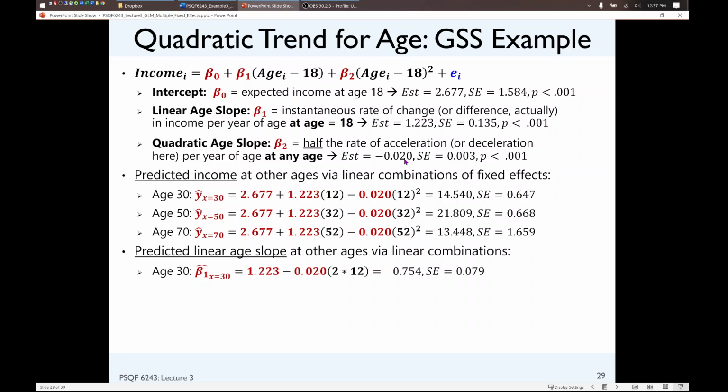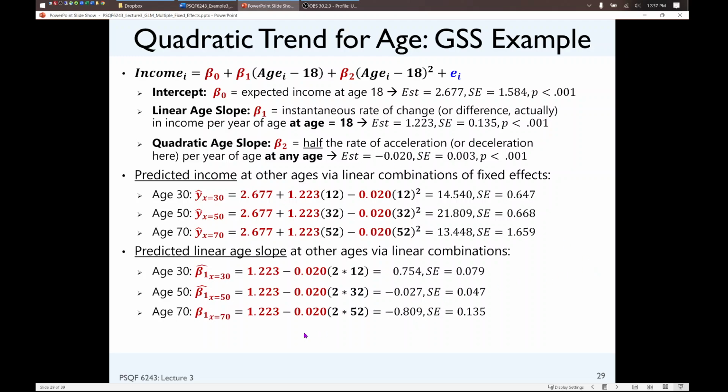So the linear slope at 18 is 1.2. By age 30, it has slowed down to 0.7. So there's still a positive relationship between age and income. It is now less positive by age 30. By age 50, it has switched directions and started to go down the hill onto the negative side. And by 70, it is decidedly negative.